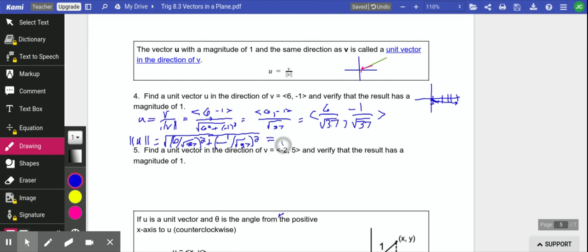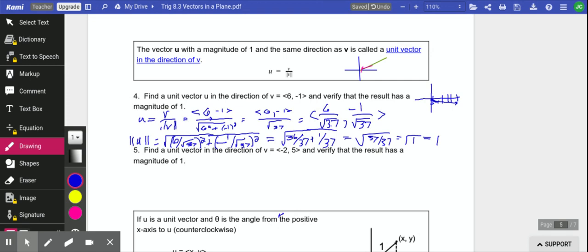All right, so that's going to give us 6 squared is 36. The square root of 37 squared is 37. -1 squared is 1. The square root of 37 squared is 37. And that gives us the square root of 37 over 37, which is the square root of 1, which is 1. So we have just verified that we have a magnitude of 1.